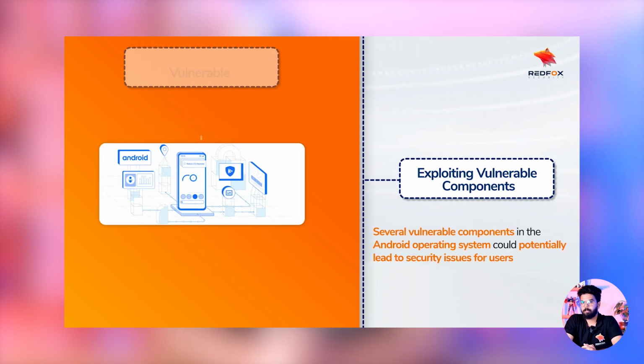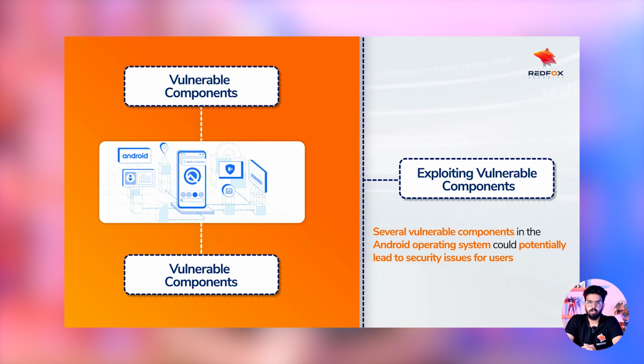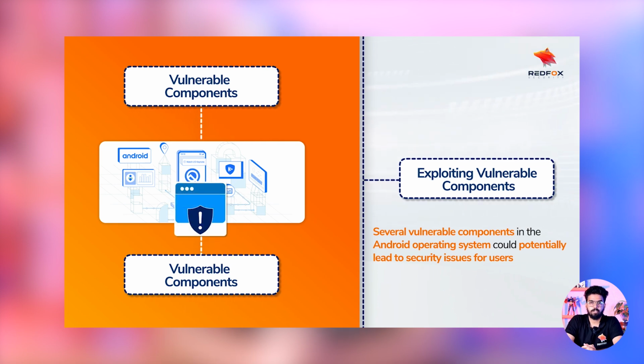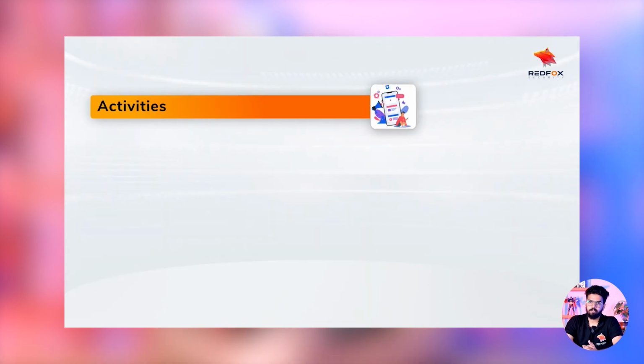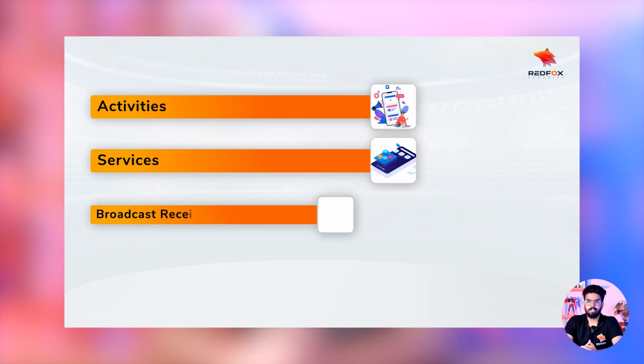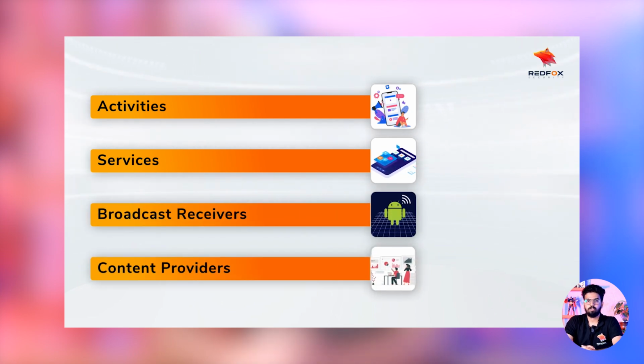We will also get hands-on with the Drozer tool. Several vulnerable components in the Android operating system could potentially lead to security issues for users. Some of the most common exploitable Android components are as follows: activities, services, broadcast receivers, and content providers. Let us look at how these components could be exploited.